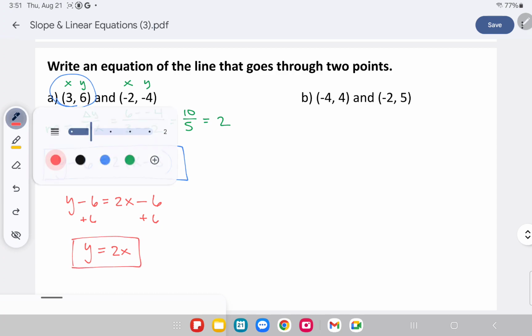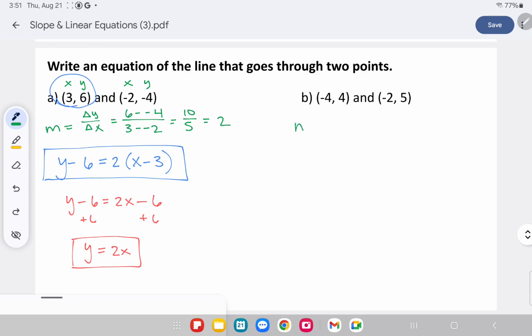I'm going to go through the second example a little bit quicker. To find the slope, I'm going to find the change in y, which is 1. 5 minus 4 is 1, over the change in x, which is 2. Negative 2 minus negative 4 is 2. So our slope is 1/2.